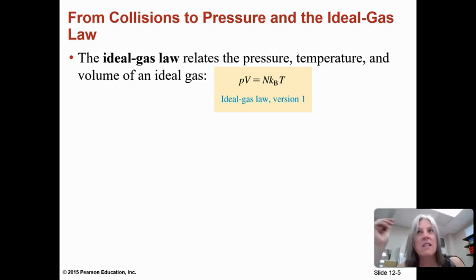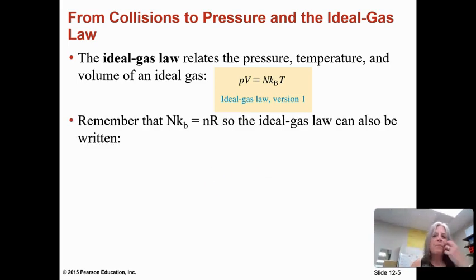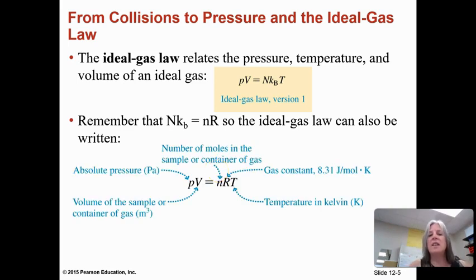Pressure has got to be in pascals, volume's got to be in meters cubed when we do this. Now, you may not have seen the ideal gas law in this form if you've taken chemistry. But remember that number of molecules times kB is equal to number of moles times R. So we can also write the ideal gas law as PV equals nRT.